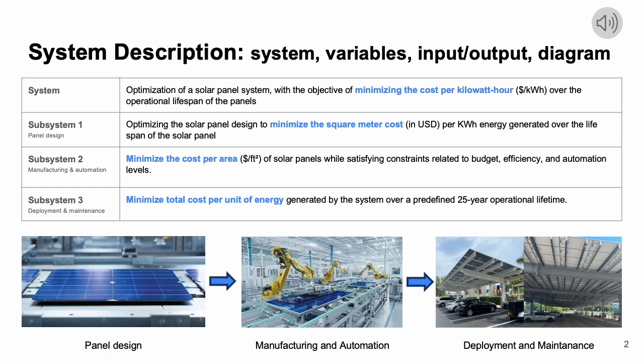Subsystem 2 is manufacturing and automation, which focuses on minimizing the cost per area, or dollar per square foot, by balancing panel size, production volume, and automation level. Finally, subsystem 3 is deployment and maintenance, where we minimize the total cost per unit of energy by optimizing rooftop layout and cleaning strategy over a 25-year lifetime. Together, these three subsystems form a complete lifecycle optimization approach for solar energy systems.